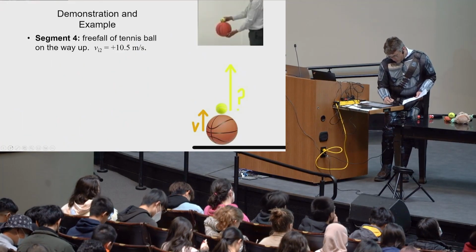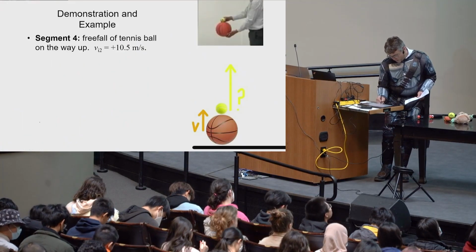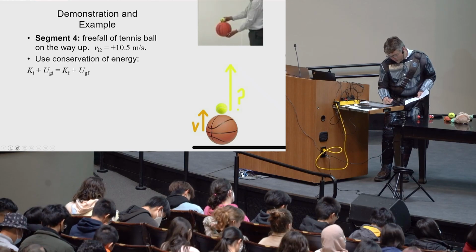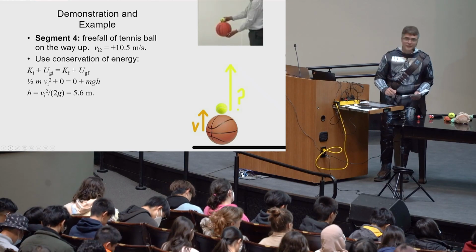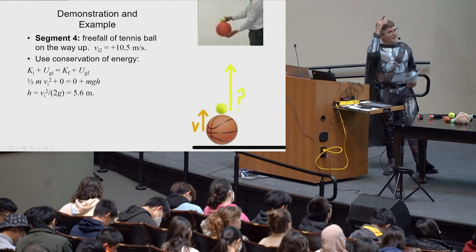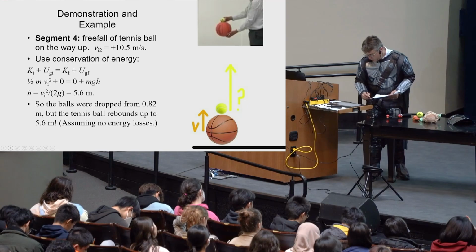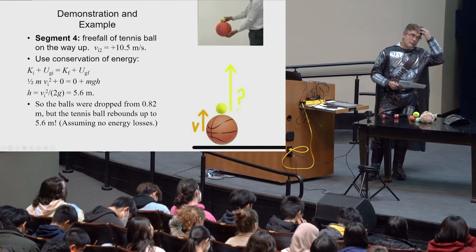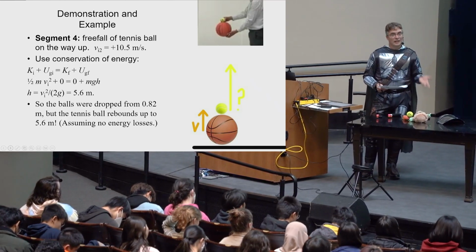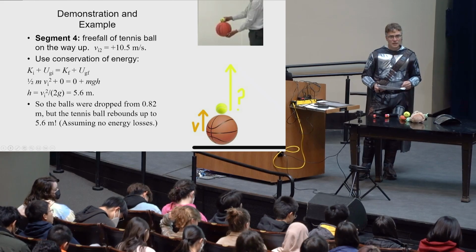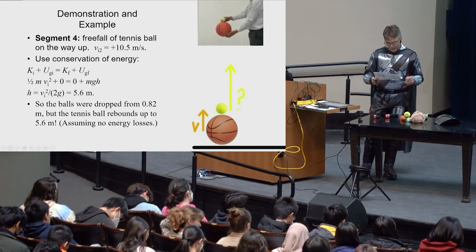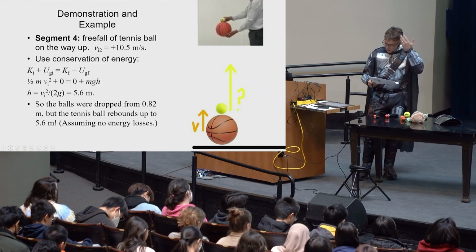So on the way up, it starts with 10.5, and you can use conservation of energy or your favorite kinematic equation to find that the final height's 5.6 meters, quite a long way up. And so the balls were dropped from 0.82 meters above the ground, but if all the collisions were elastic and no energy is lost, then the tennis ball reaches a final height of 5.6 meters.